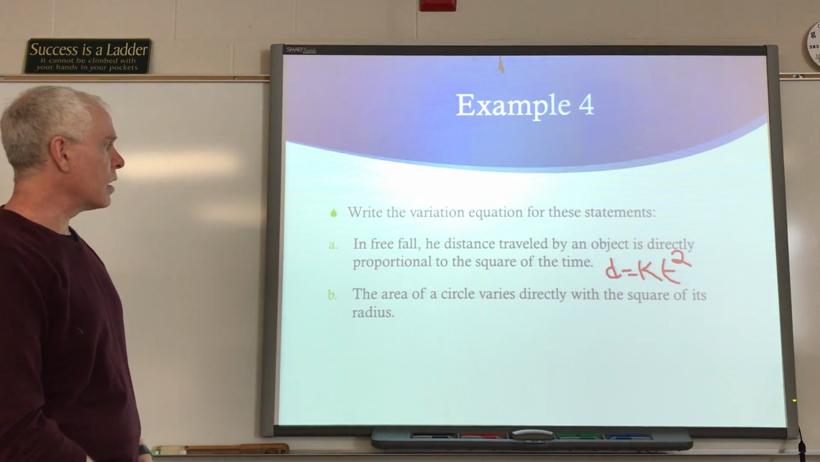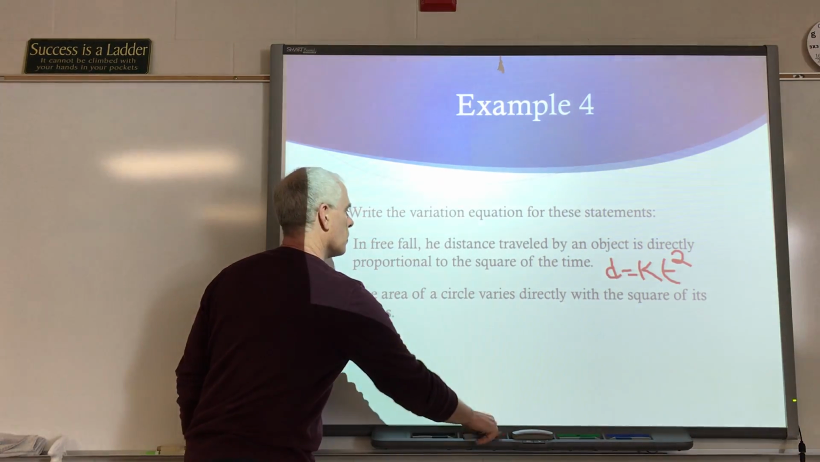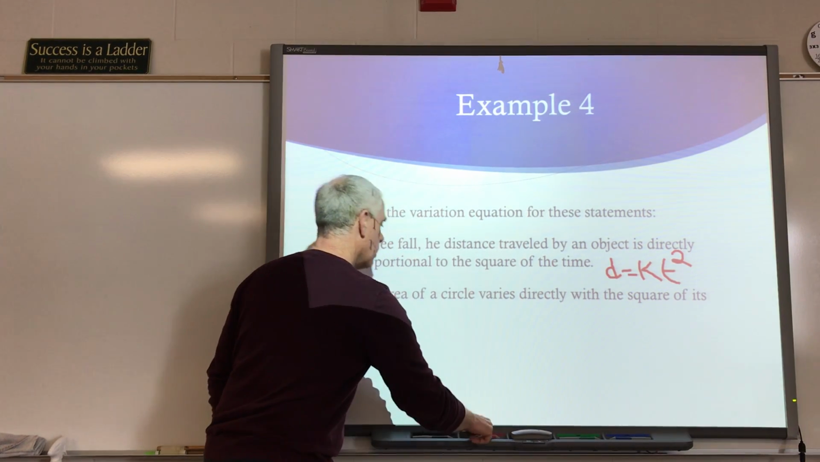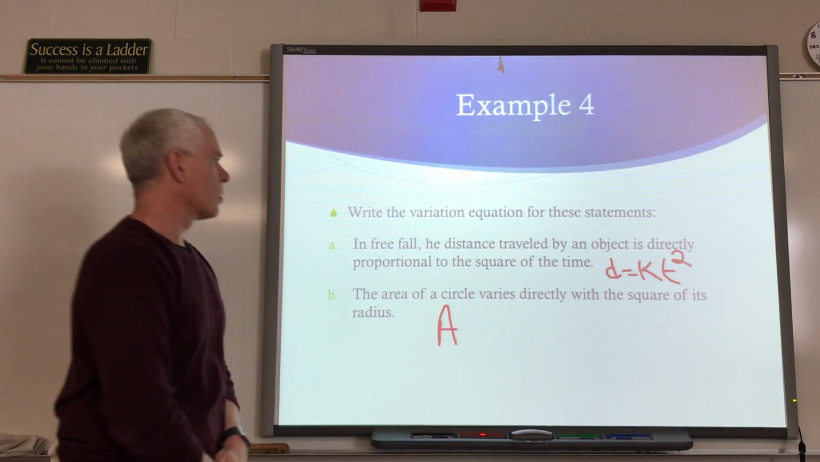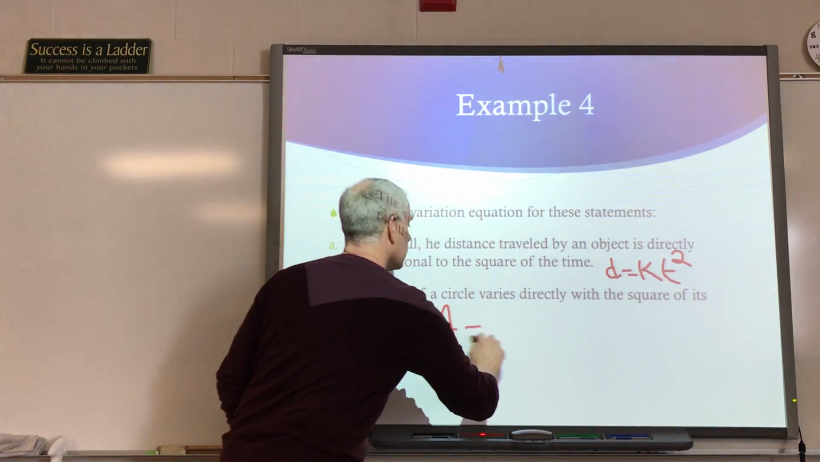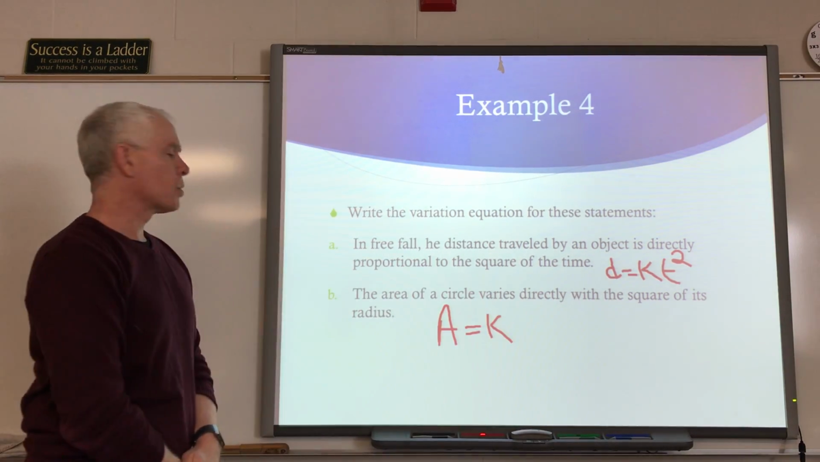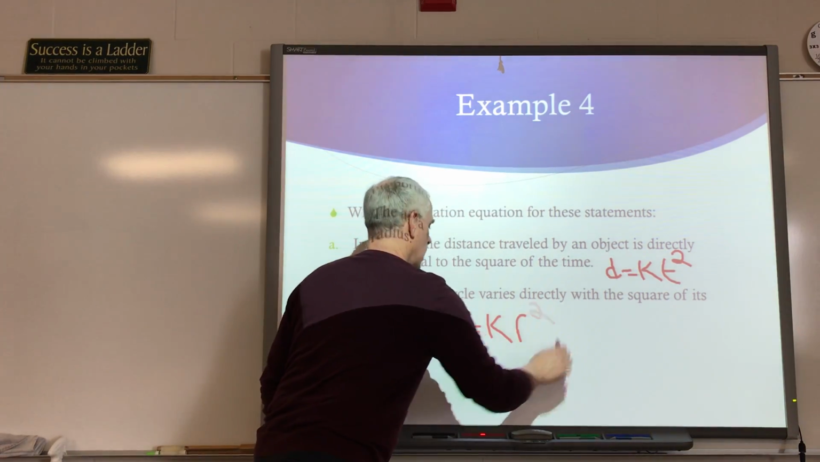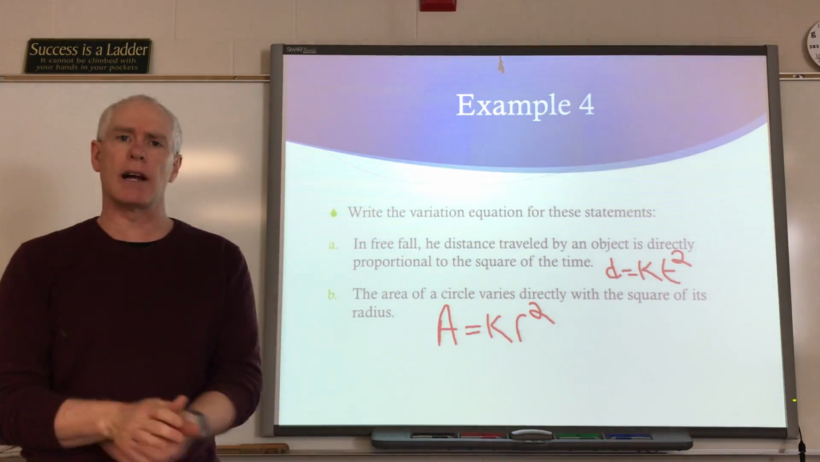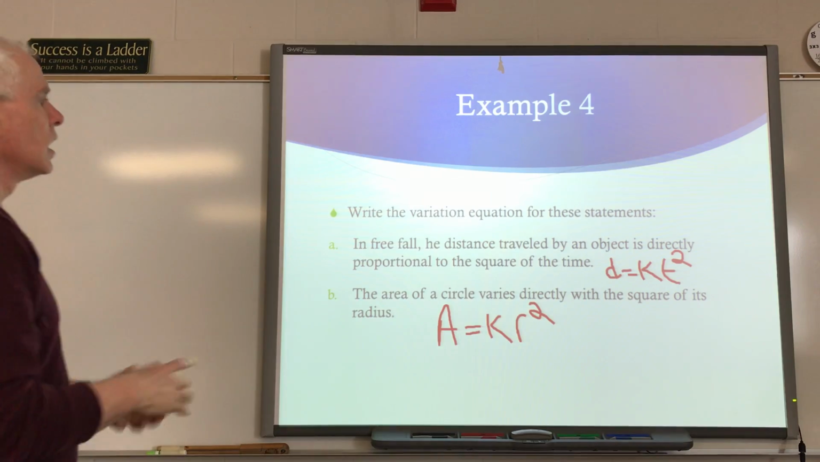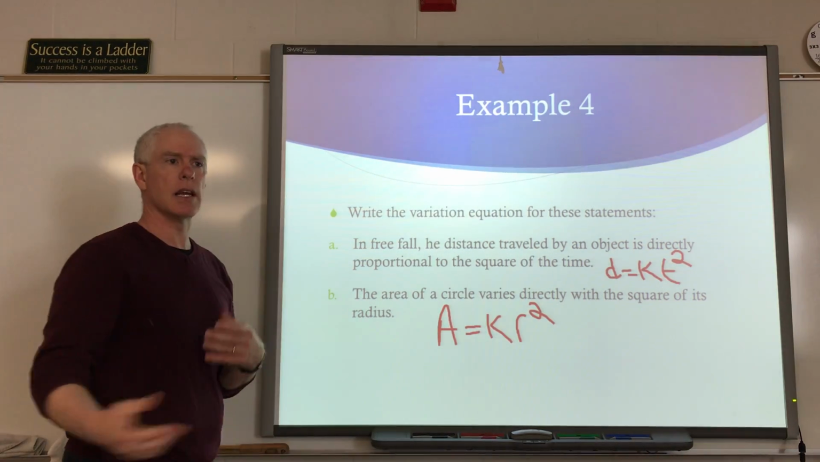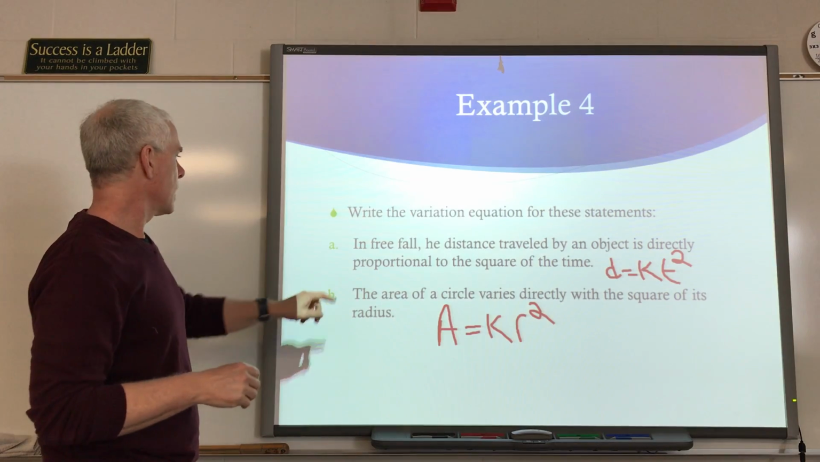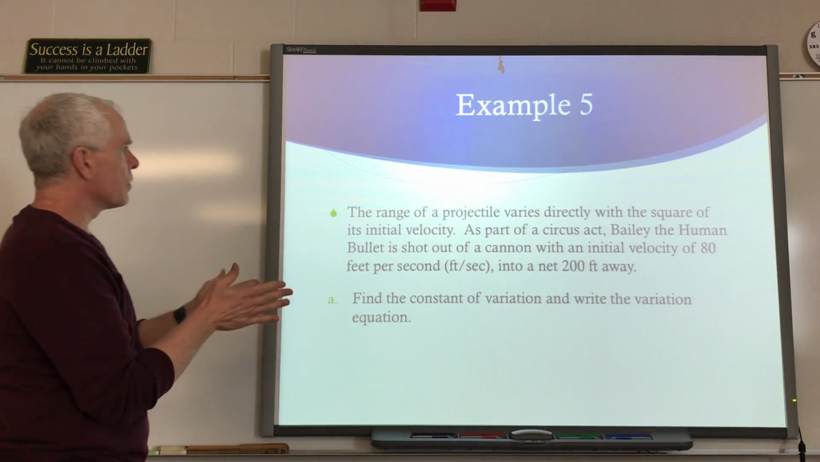Similarly, the area of a circle varies directly with the square of its radius. So let's call the radius r, and we're going to square that. This is what they're asking you to do, is come up with a model for this. Eventually, if we were given the radius and the area, we could predict what k was going to be in each situation. Okay? So how about this one?